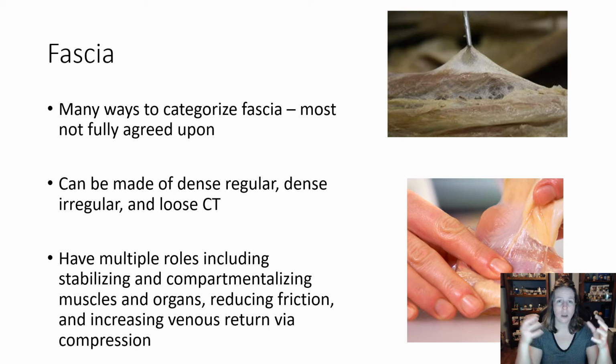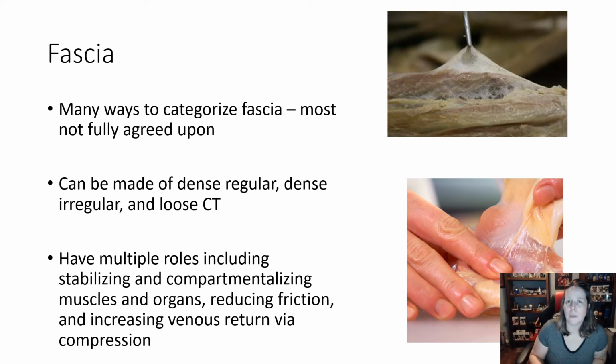It helps with sort of compartmentalizing different areas. It helps with reducing friction or bringing blood back to the heart. There's a lot of different roles for fascia, and there's a lot of different ways to categorize it. But as with a lot of things we will see in anatomy, we just don't have a fully agreed way to name the fascia. So that's why we're not going to be learning all the different types.